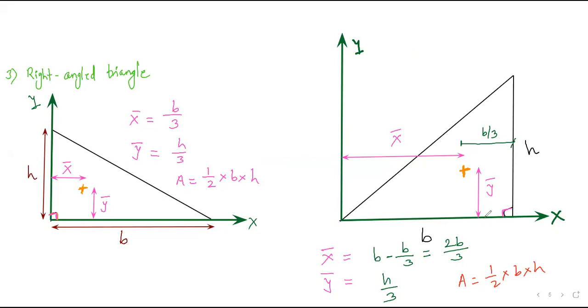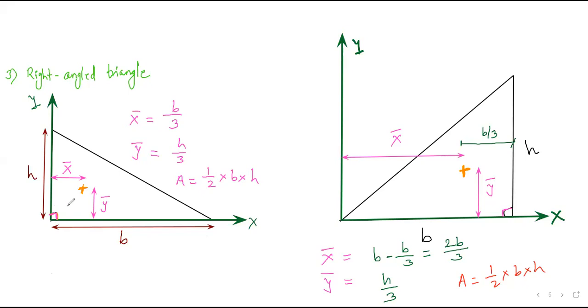Whenever you find one angle as 90 degrees in a triangle, then it is called a right angle triangle. That is a right angle triangle.